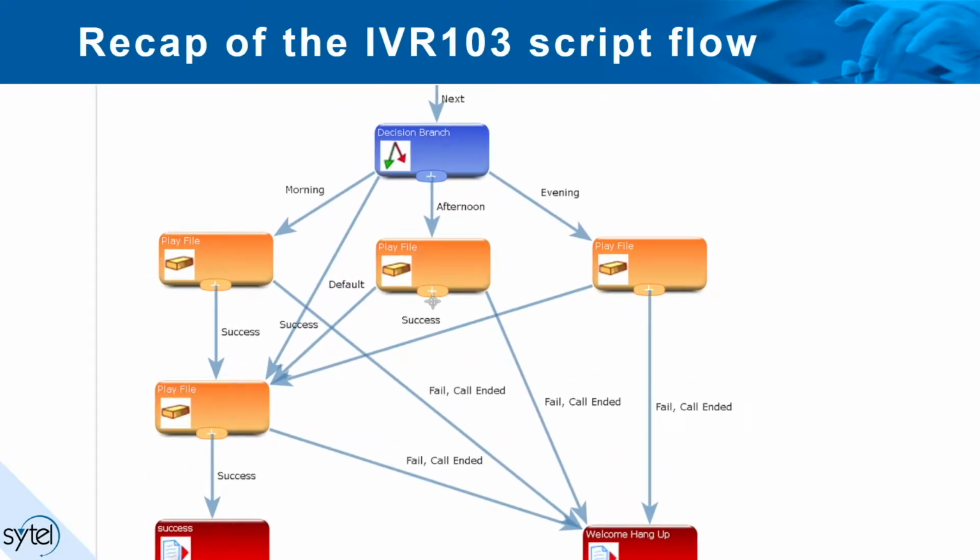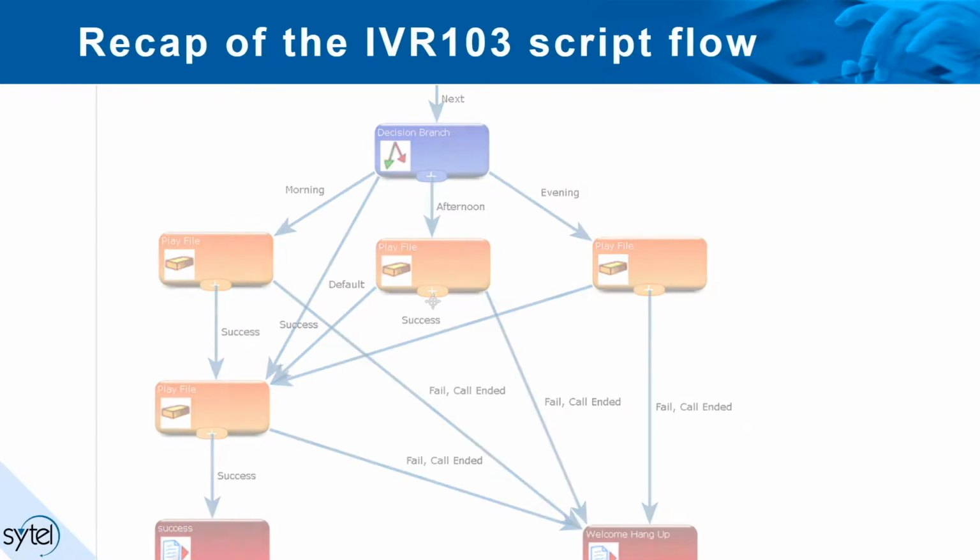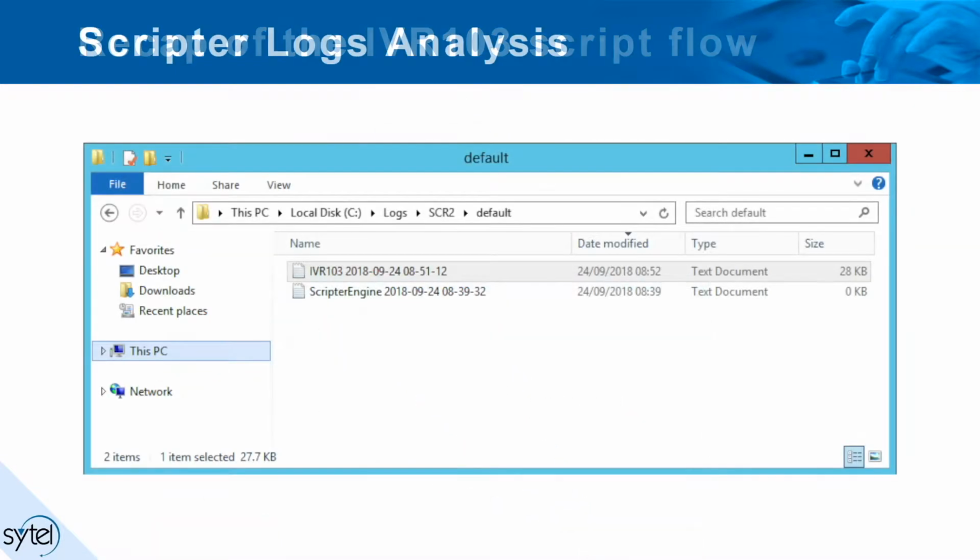In order to generate a log file for this exercise, we have run the script in a test campaign and made an inbound call to activate the IVR script. We have entered 1 at the menu prompt. Now we'll display the log file that was generated and examine the script flow alongside the designer layout.